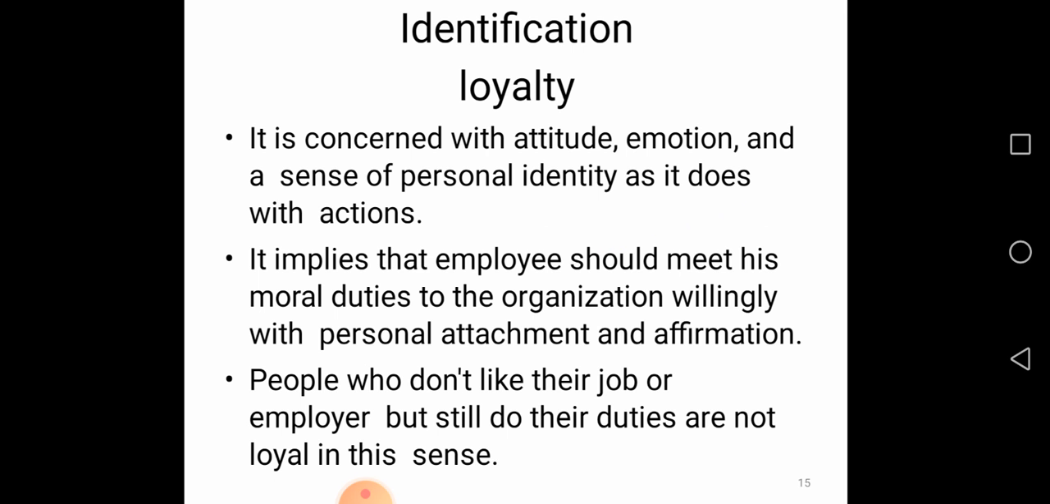Now, what about identification loyalty? This includes moral principles or values such as attitude, emotion, and sense of personal identity of persons. Here, whenever a group of people are doing a particular task or work, they are doing it with full willingness, with personal attachment towards the work. So, this is doing work with moral values. People who don't like their job or employer but still do their duties will not come under this category. So, that is a difference between agency loyalty and identification loyalty.